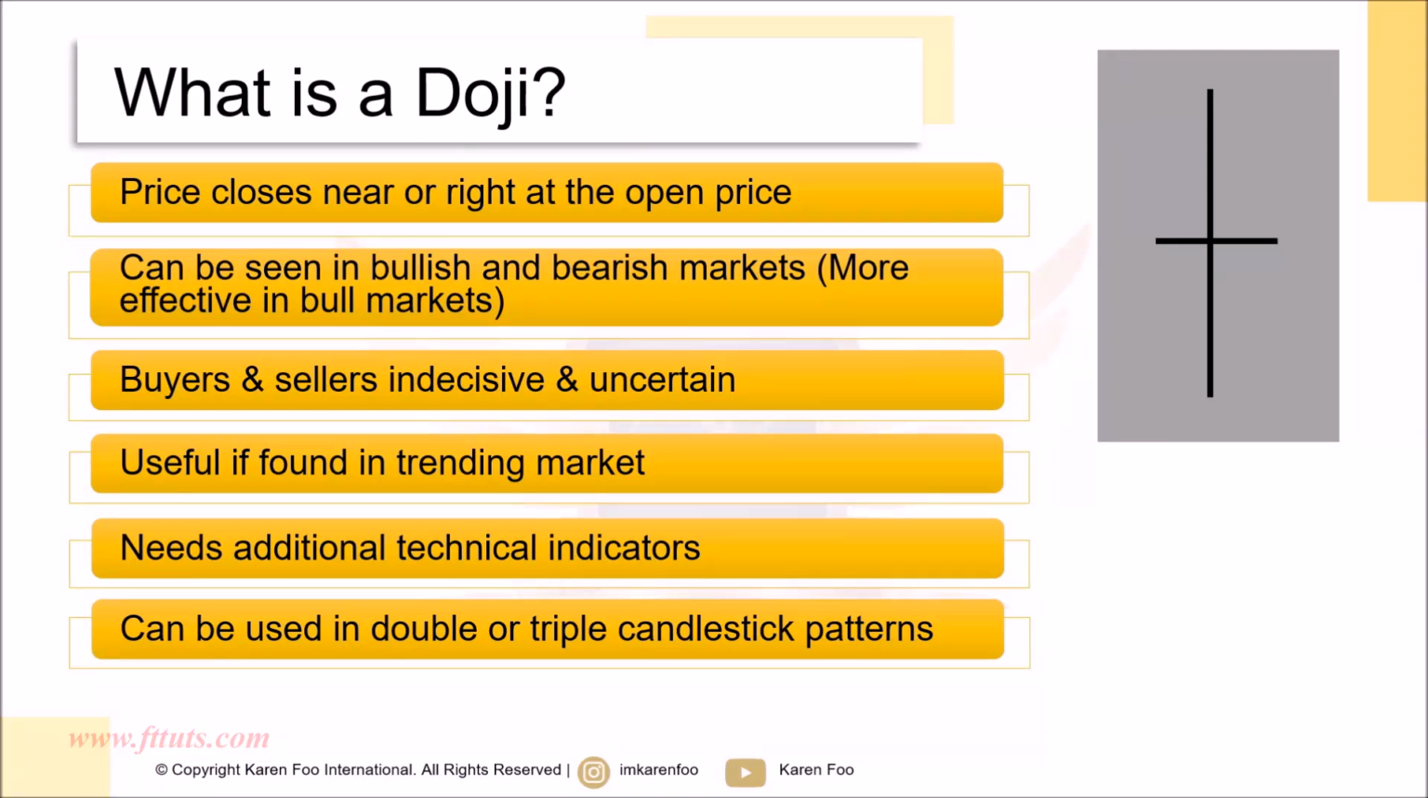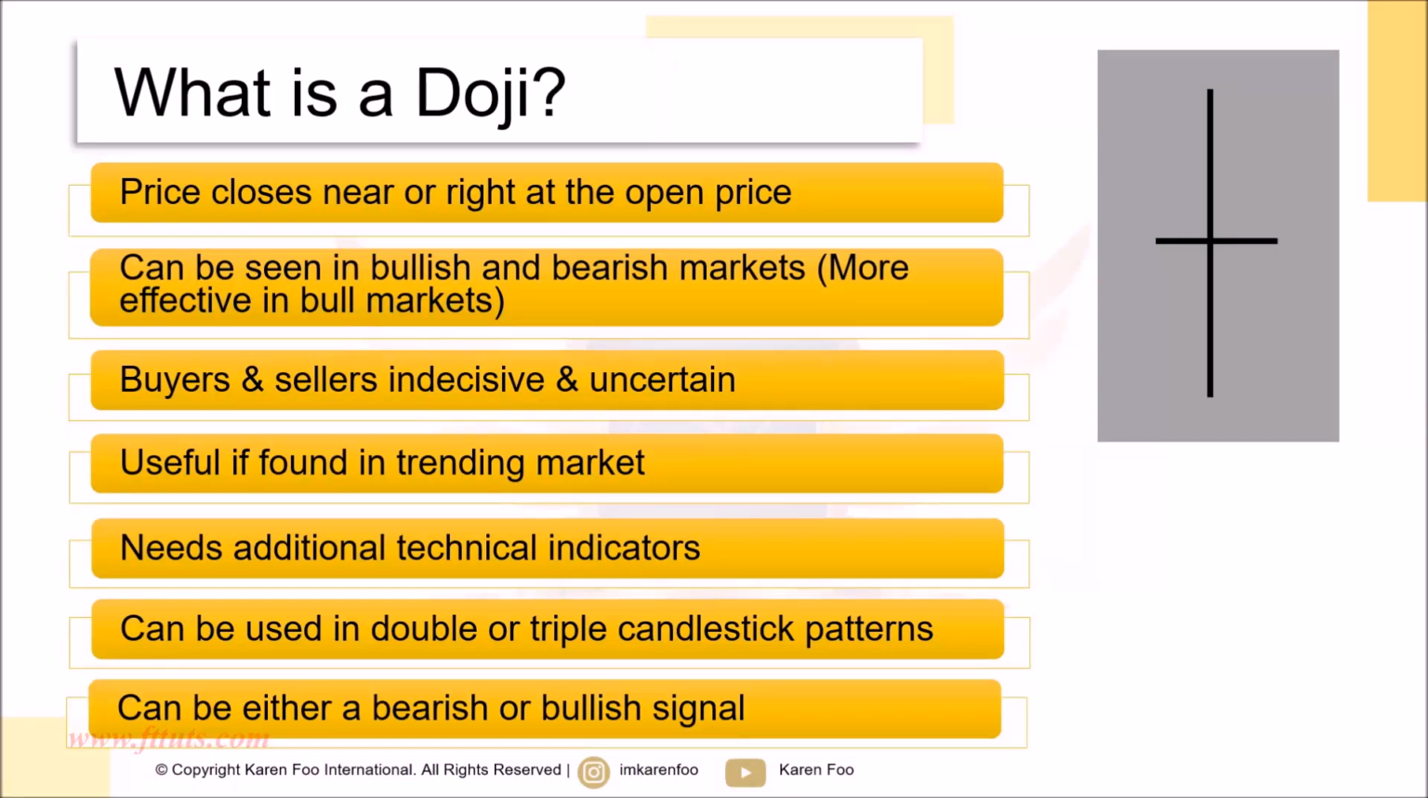If you haven't been through the lesson, in the next few lessons I'm going to talk more about all these patterns. And this can either be a bearish or bullish signal, depending on what the next candle is, and also depending on the trend in which the Doji appears. Does it appear in a bullish trend or bearish trend?